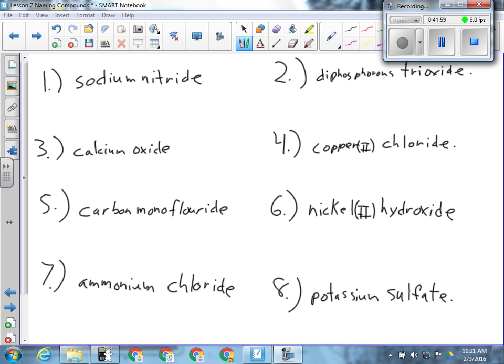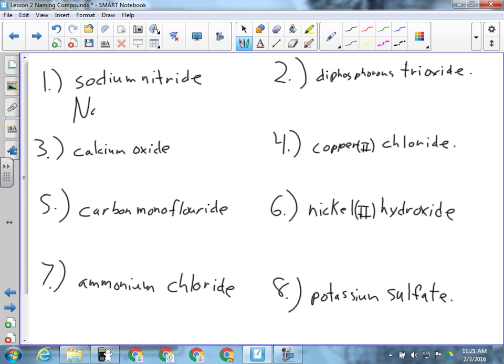Okay, let's look at our first 4 here. Sodium nitride, ionic or molecular? It's ionic because sodium is a metal. All right, so I'm going to write sodium with a +1, and I'm going to write nitride. And nitride is always -3. So when I drop and swap, I'm going to end up with Na3N because we don't write the 1s. Okay?